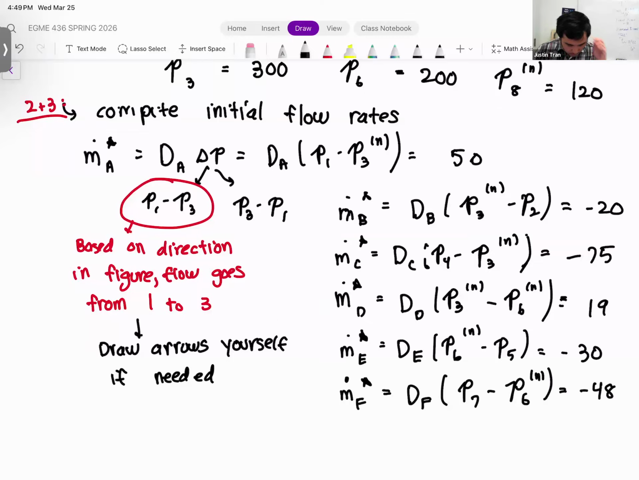Okay, good. Now that we have these mass flow rates, we can then use them to check continuity. These mass flow rates, remember, are intermediate quantities, so they're not expected to satisfy mass conservation.